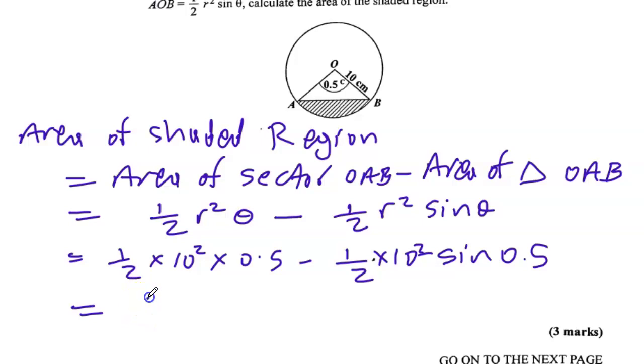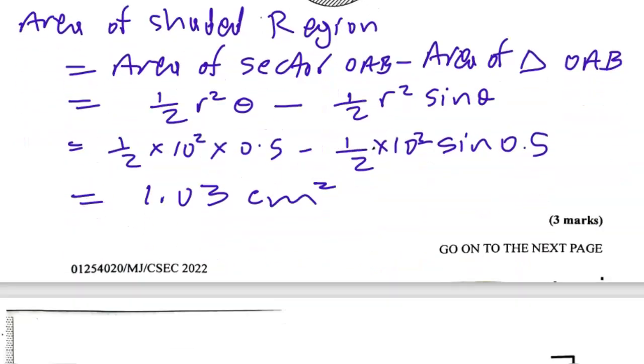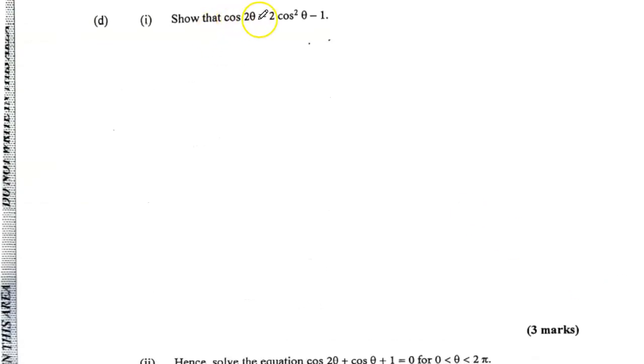And when the dust settles, you should get 1.03 square centimeters. Alright, you can enter it as it is on the calculator and you get the final answer. Next, show that cos 2 theta is equal to 2 cos squared theta minus 1.